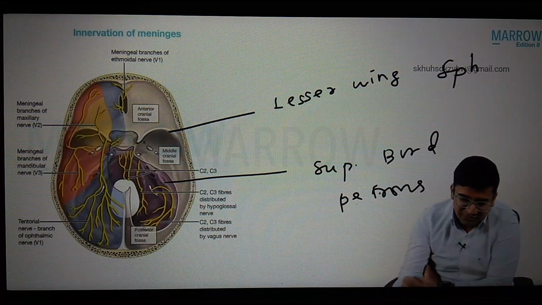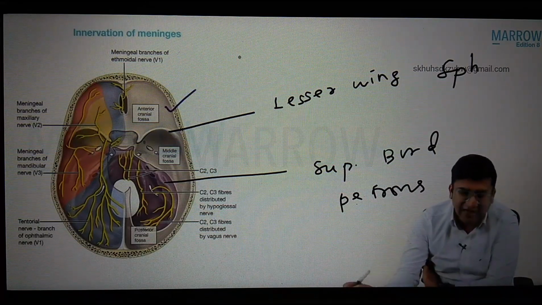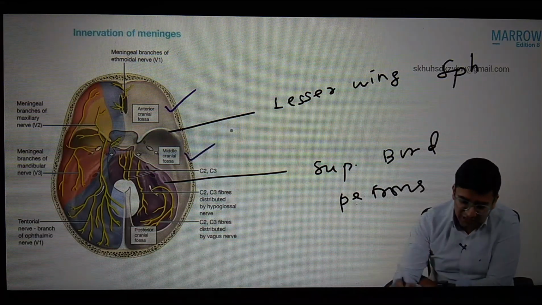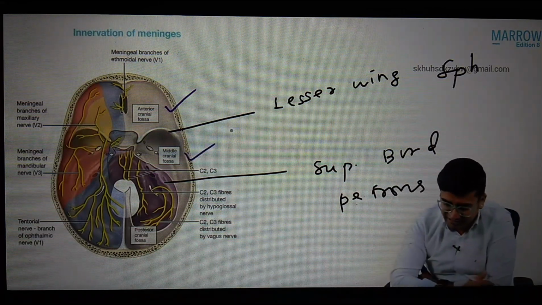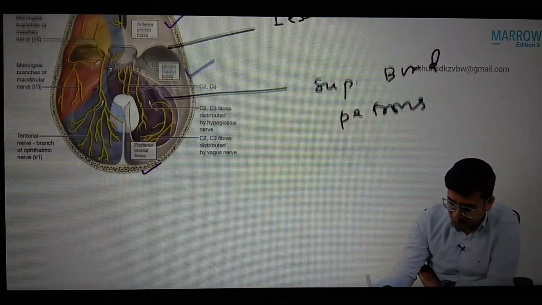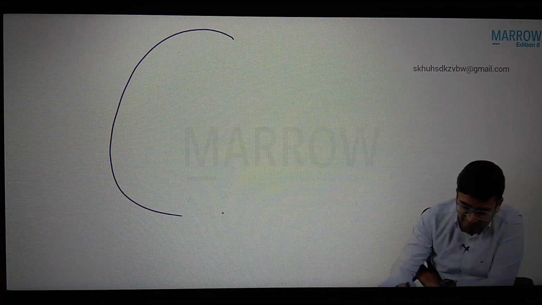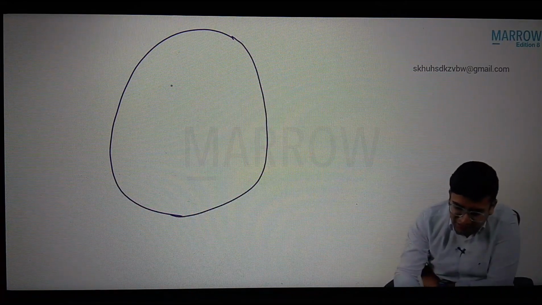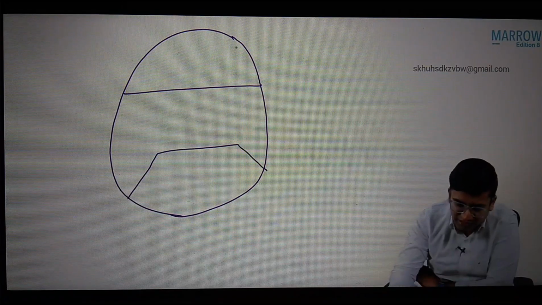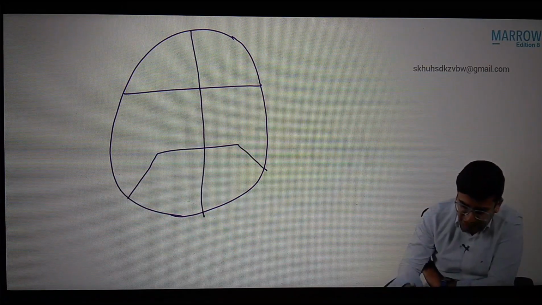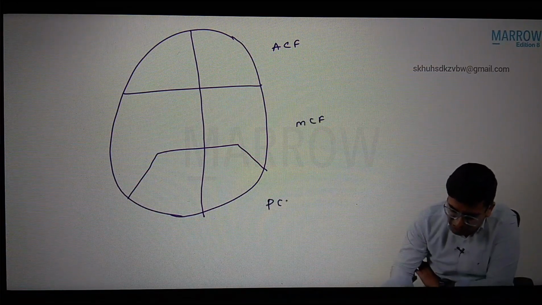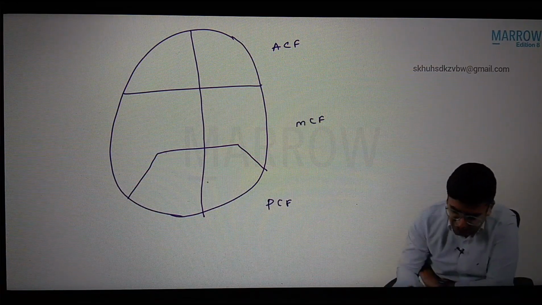So now up to lesser wing of sphenoid, the cranial fossa is called anterior cranial fossa. From the lesser wing of sphenoid up to superior border of petrous temporal bone, it is called middle cranial fossa. And behind the petrous temporal bone is the posterior cranial fossa. Okay, now we're going to draw the line diagram. So this is anterior cranial fossa, middle cranial fossa, and the posterior cranial fossa. In the posterior cranial fossa you are seeing foramen magnum here.